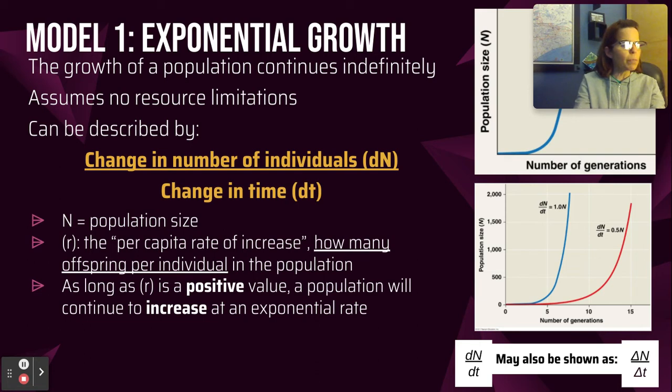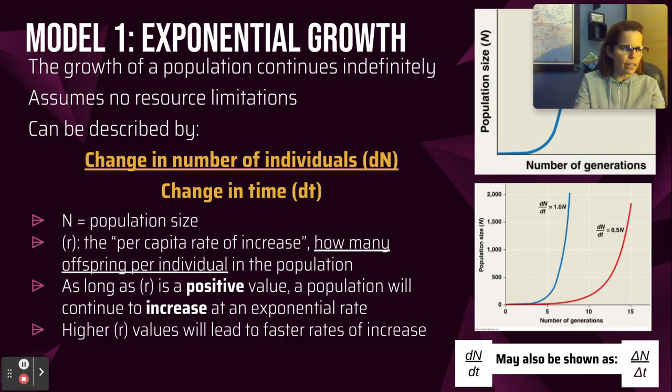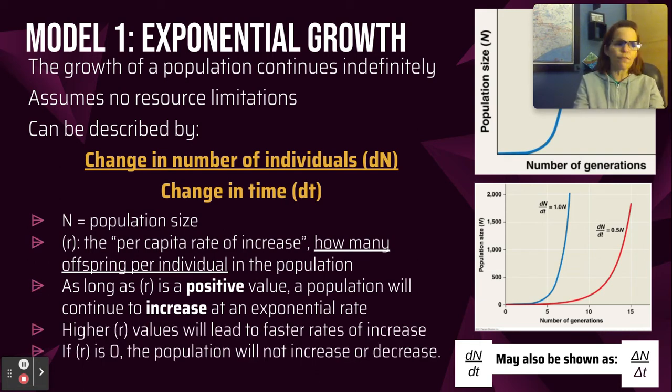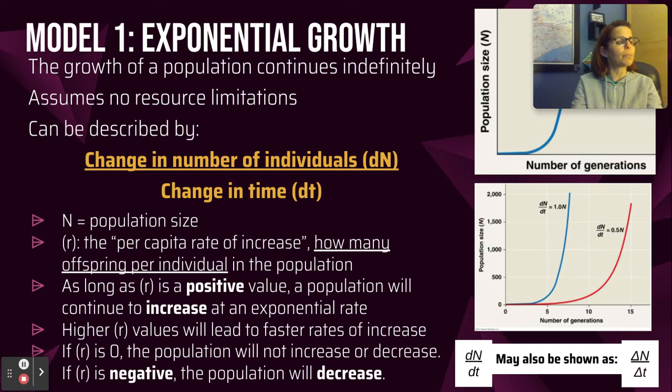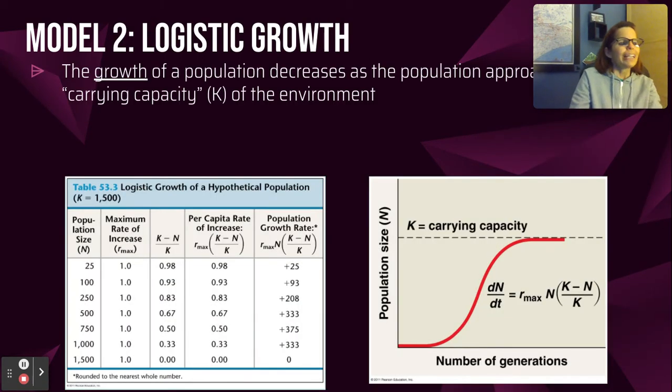As long as r is positive, we're going to see the population increasing. Higher r values lead to faster rates of increase. If r is zero, the population is not going to increase. And if r is negative, the population will decrease. That makes sense. Okay, so that's exponential growth.